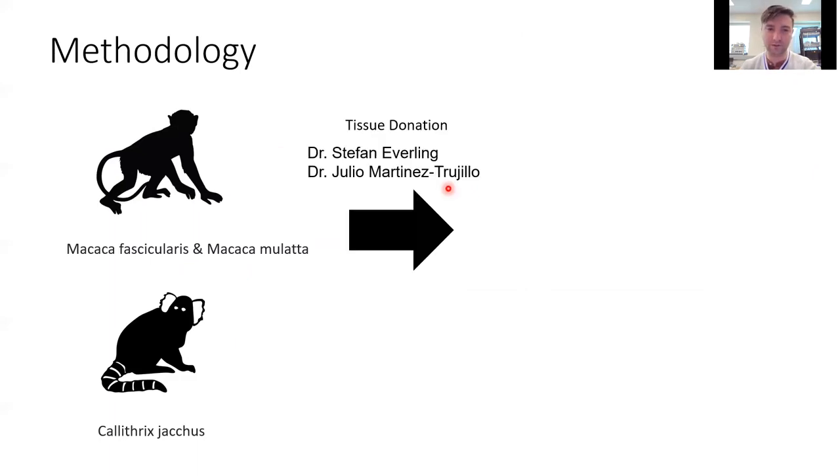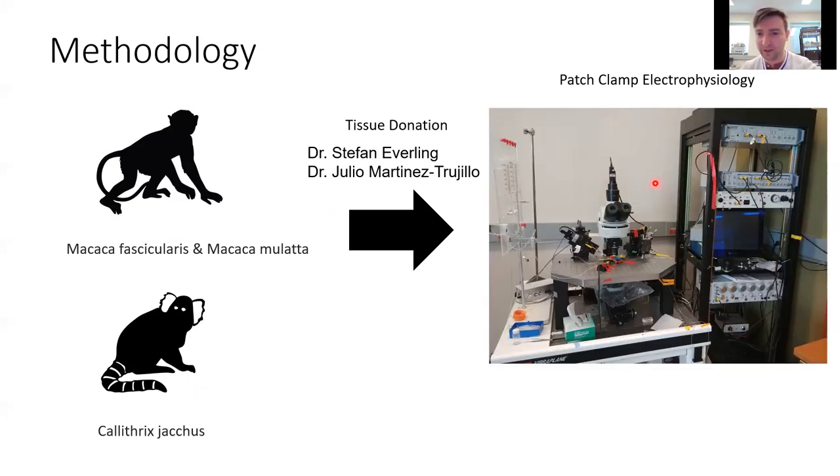We received tissue donation from both macaque and marmoset subjects from Dr. Stefan Everling and Dr. Julio Martinez Trujillo's labs here at Western University. We then performed patch clamp electrophysiology on the cortical slices retrieved from these subjects. I was fortunate enough to be a patch clamper on this project, as well as working behind the scenes on the database.